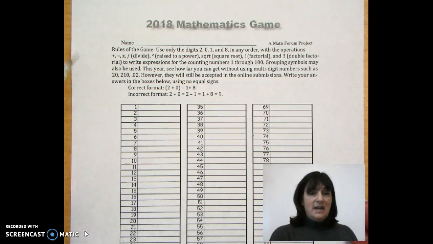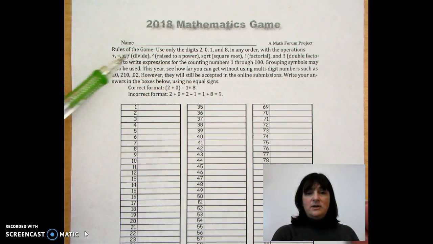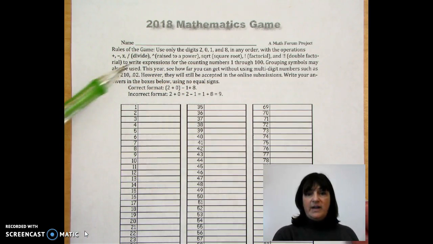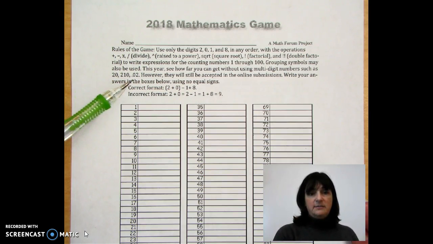So you can use any of the operations. You can raise a number to a power. You can use square root, factorial, or double factorial. You can also use grouping symbols. Those are parentheses. This year you can use multiple digit numbers such as 20 or 2010 or 18. You could even make a decimal number like this.